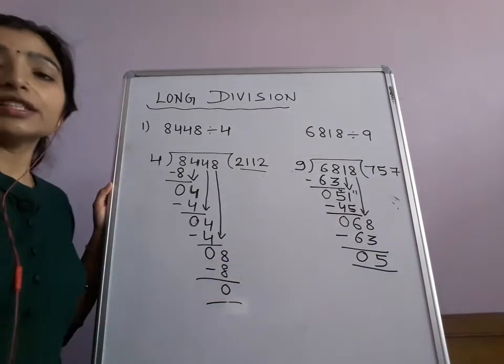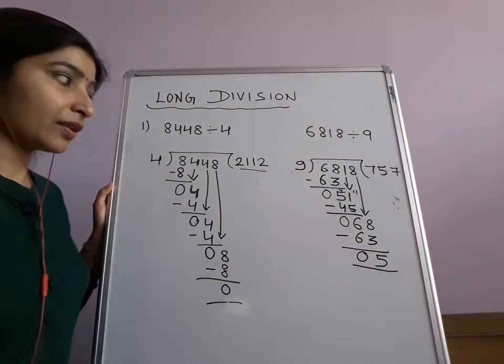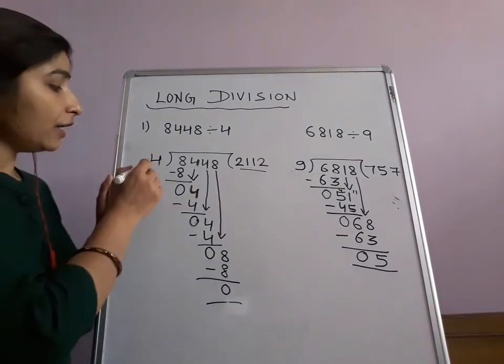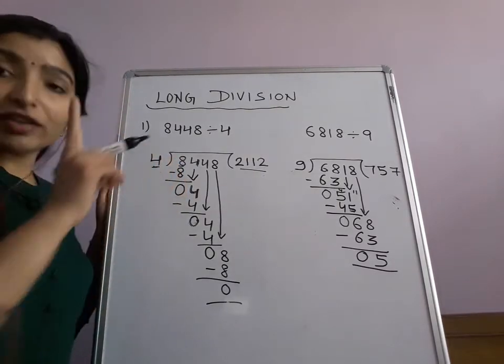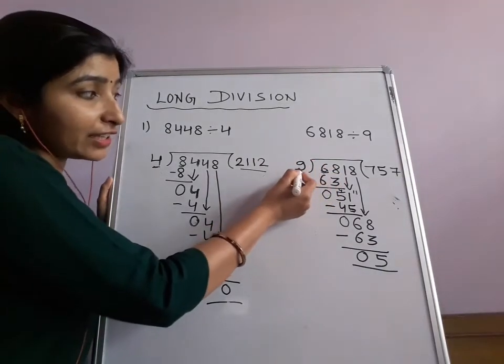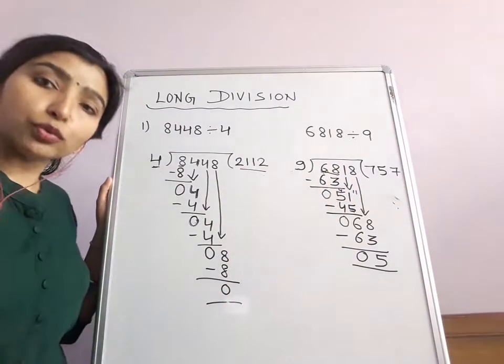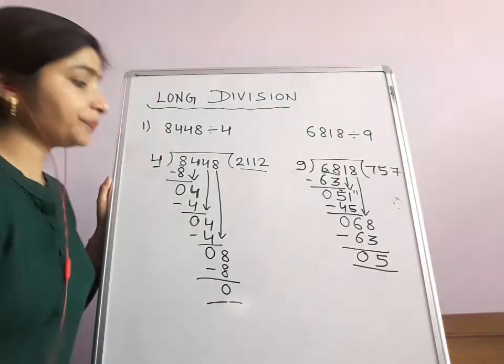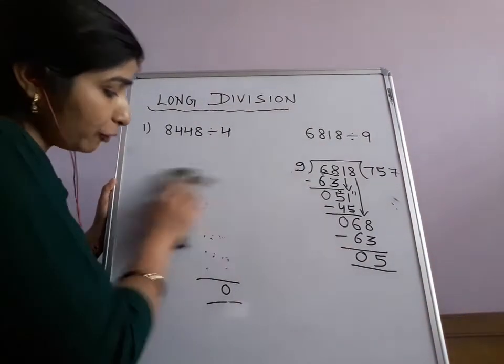Okay. So in this way we will do division. Keep in mind, when there is a one digit divisor, choose the first one digit. If the first digit is less than the divisor, then you can take 2 digits together. Okay. Now take one more example.